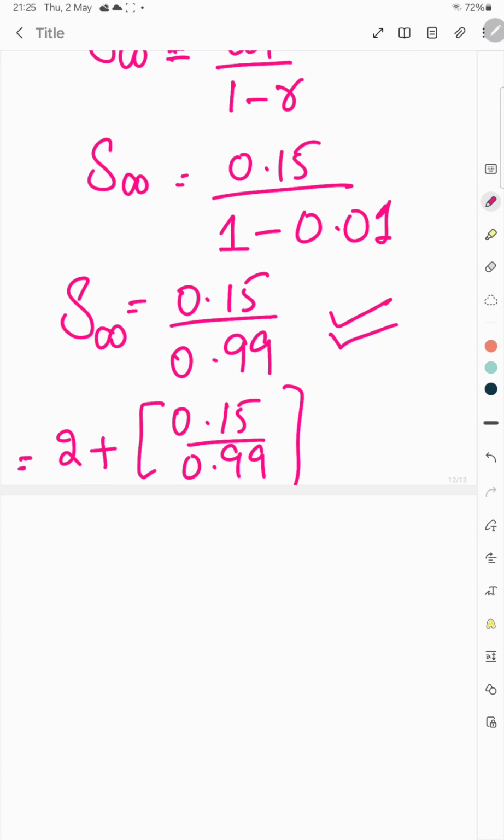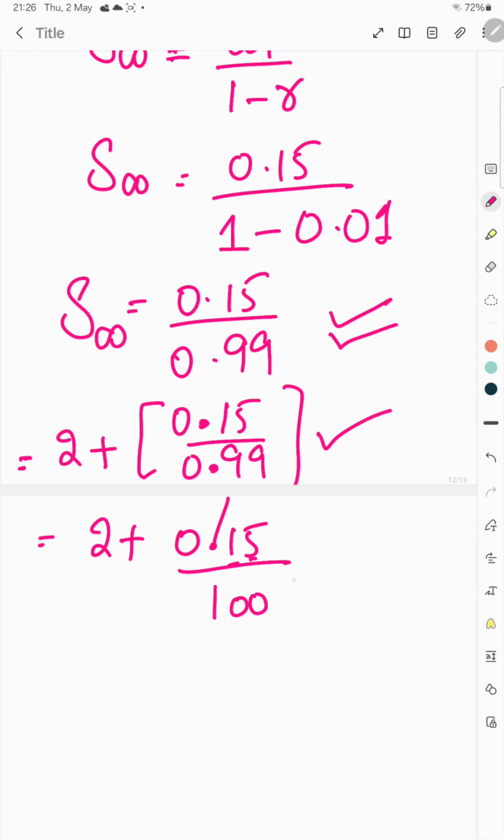So here what I will do: 2 plus, I have to convert this decimal into a fraction. So for this I have to remove these decimal points. How will I remove the point value? In 0.15, 1 appears, and how many zeros will I add? 2. And in 0.99, again I have to remove this decimal, 1 appears, and how many zeros? 2, because after the decimal there are 2 numbers.